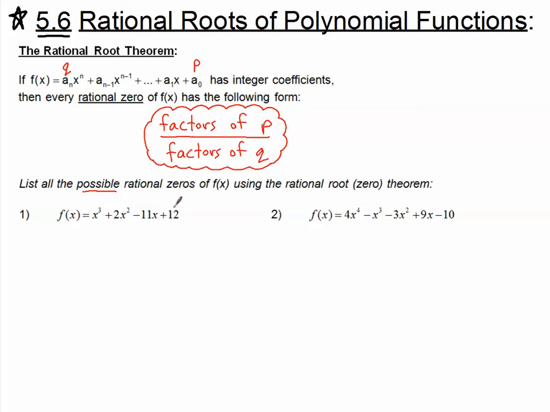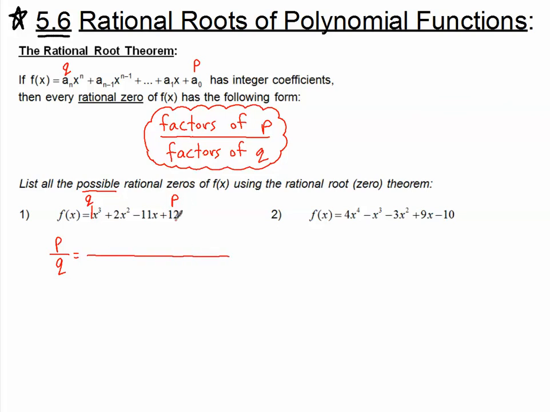I'm interested in the constant. I'm going to call that p. That's 12. And I'm interested in my leading coefficient, which I don't actually see, but I know that it's there. It's a 1. So I'm going to call that q. To find all of our possible rational zeros, I do all of the p's divided by all of the q's, all of our factors. Let me do my division bar, make it long.